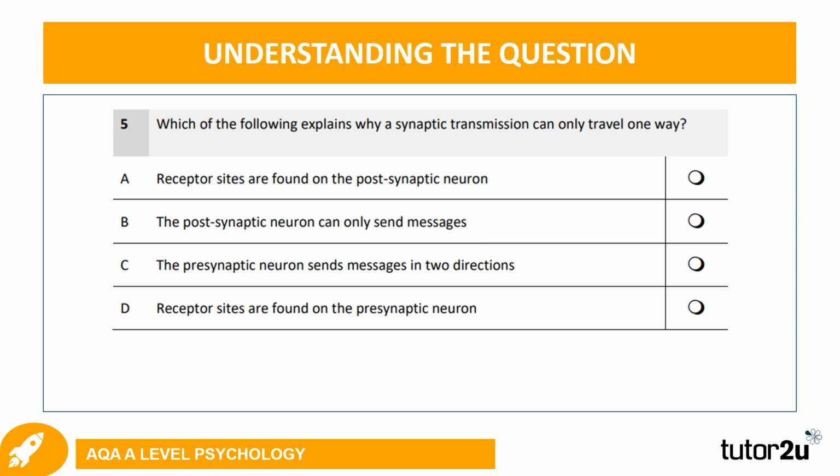Question number 5 now, and this one might be a little bit more difficult compared to the others. It has appeared in an exam in previous years. So which of the following explains why synaptic transmission can only travel one way? Is the answer A, the receptor sites are found on the postsynaptic neuron? B, the postsynaptic neuron can only send messages? C, the presynaptic neuron sends messages in two directions? Or D, receptor sites are only found on the presynaptic neuron?